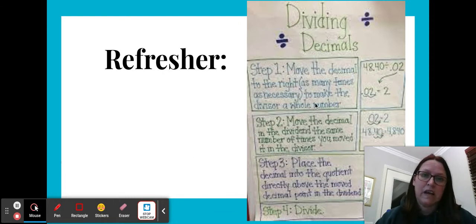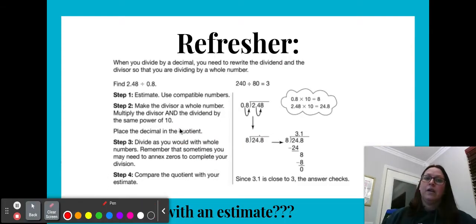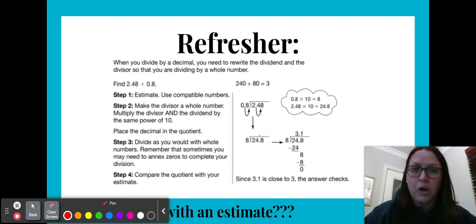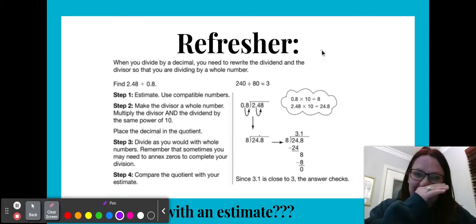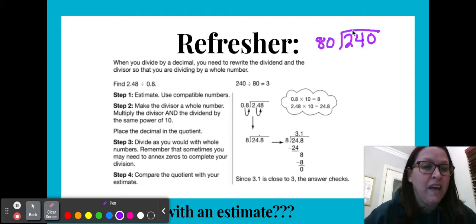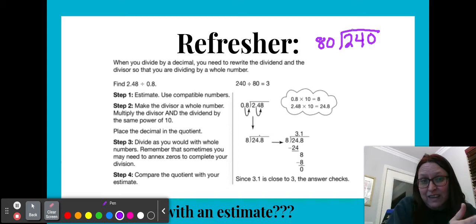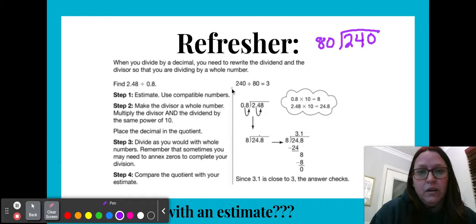So, here's the same exact page we had last time, and we're going to go over it in a minute. So, refresher. When I am dividing decimals, if you remember how I talked about last time, I'm going to write it the way I say it. So I'm going to say 240 divided by 80. And that way I remember which number goes inside and which number goes outside.